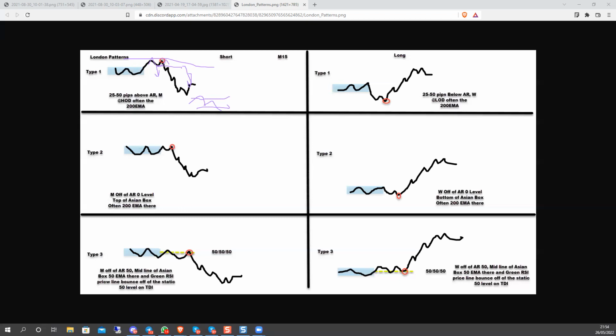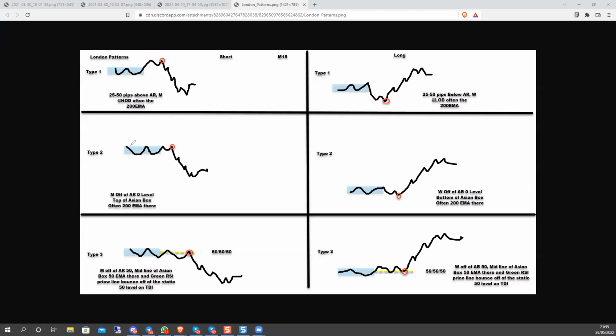You can obviously use order blocks and stuff as well if you wish, but we're just going over the BTMM stuff here. There's plenty enough there. So 25 to 50 pips above the Asian range, M pattern off the high of the day, or often at the 200 EMA. Sometimes it might just be a tiny bit above, but the stop hunt boxes are 25 to 50 pips above the Asian range. So that is about that one.